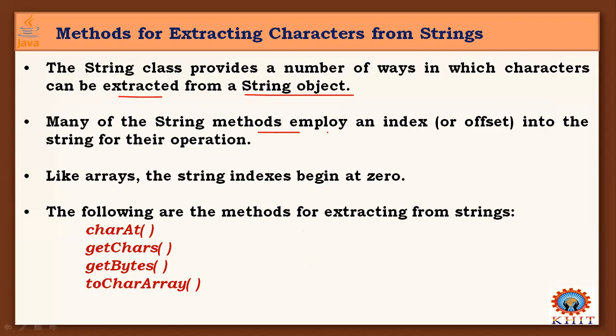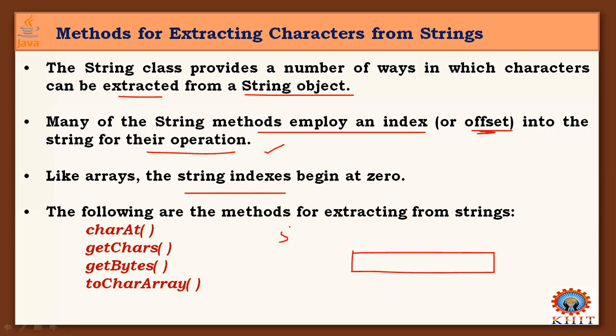Many string methods employ an index or an offset value into the string for their operations. And like arrays, string indices start with 0. As I told you, when we assign a string value to a string object, str equals something like hello, this one is h, this is e, and this is l, l, o, hello. So it is also like an array. The string index also starts with 0.